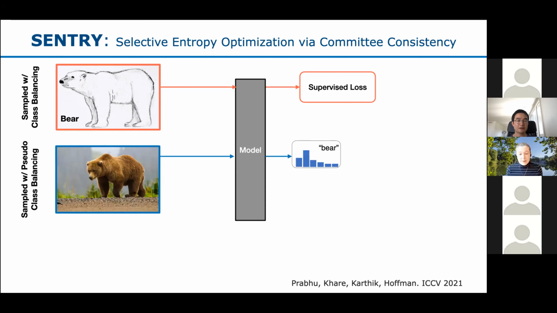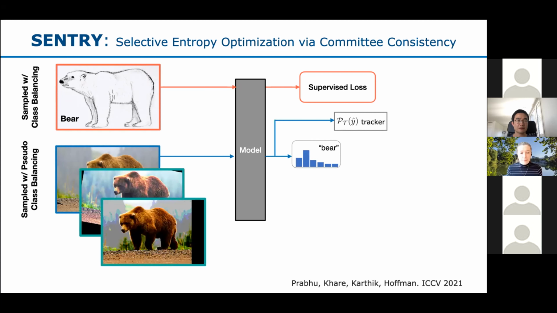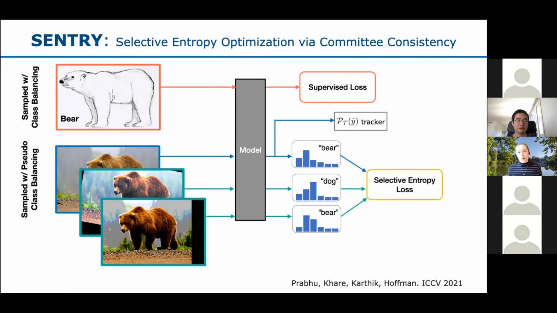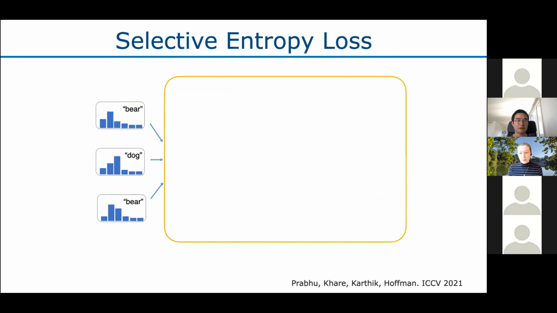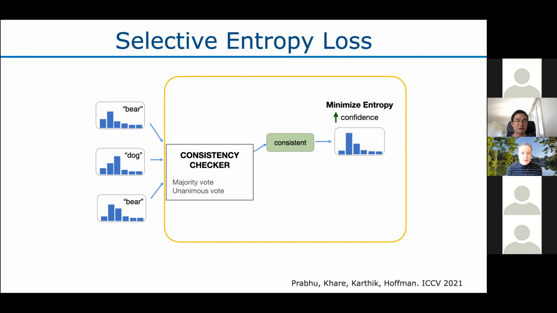So one way to do this is to basically just create augmentations of the image and to pass them all through our model. And once we do that, we have a lot of observations, a lot of predictive outputs. And we can use those predictive outputs to determine whether or not we want to optimize this particular instance. For that, we have this selective entropy loss. It takes as input a number of different predictive outputs and applies a consistency checker. That can be something as simple as majority vote or unanimous vote. If it's consistent, we want to optimize for increasing the confidence on that instance. And if it's inconsistent, we want to reduce the confidence on that instance.